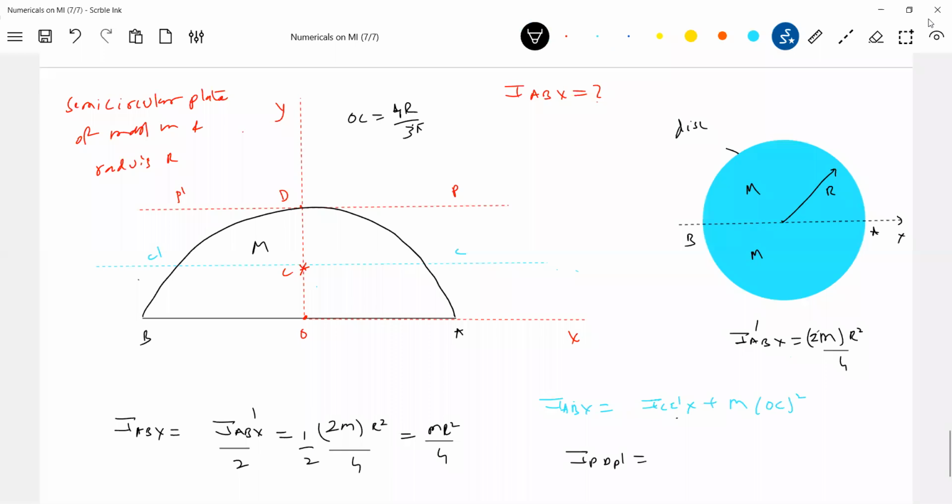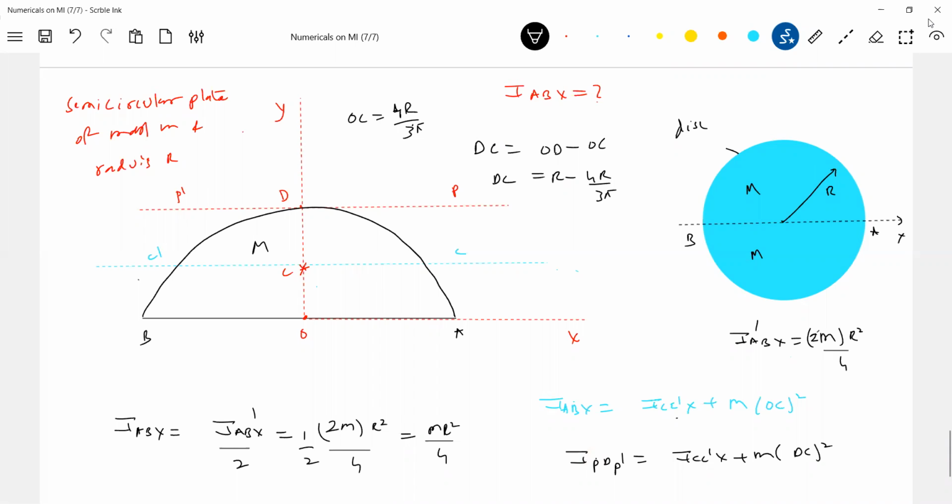After getting I_CC dash X, you can calculate now. I_PDP dash is equal to I_CC dash X plus M into DC square. So what should be the value of DC? DC should be equal to OD minus OC. OD is this one, 4R by 3 pi. Substitute this like this. You should not apply directly between PP dash and AB, because the center of mass has to be brought into the picture.